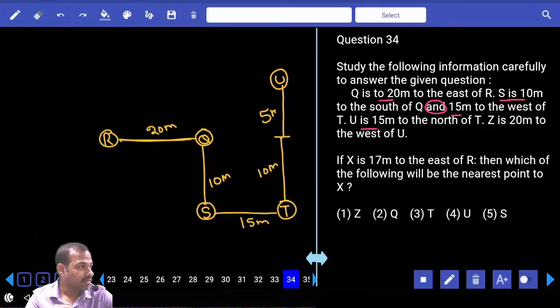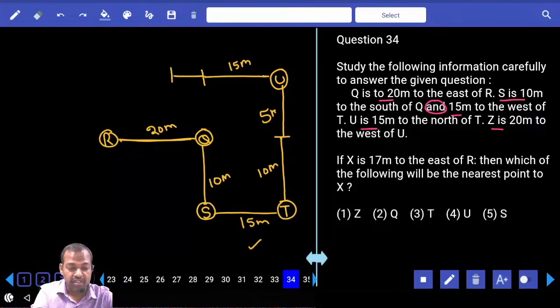Satisfying or not? Isn't it? Next one. And Z is 20 meters to the west of U. Now tell me, up to here how much distance? 15. And this is 15 and this also 15 meters. And this remaining part will be how much here? 5 meters. Isn't it? Now tell me, Z is 20 meters to the west of U. Satisfying or not? Yes? Right.